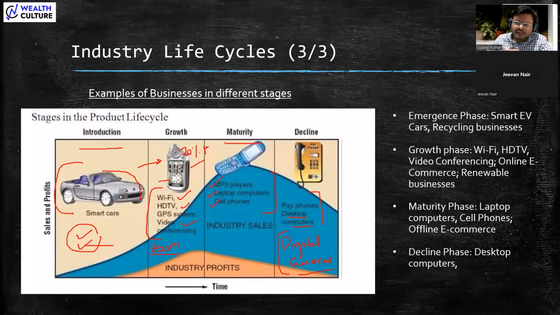I'll talk about a very related concept here. So what is happening here is, as you go through this phase from emergence to growth to maturity to decline, there is something called value migration happening here. And it's a very important concept.